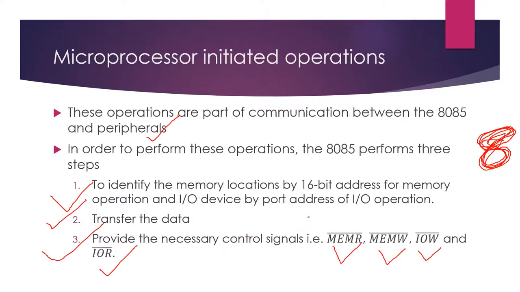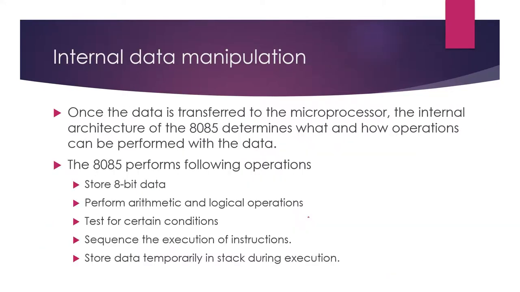Okay, let us look at the internal data manipulation. After fetching the data or the instruction, what does the microprocessor do on the data or on that instruction? It is called internal data manipulation. So let us look at the first point. Once the data is transferred to the microprocessor, the internal architecture of the 8085 determines what and how operations can be performed with the data.